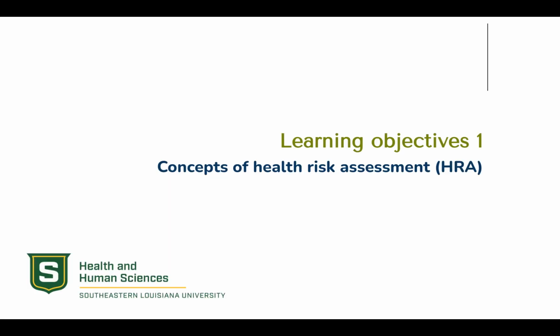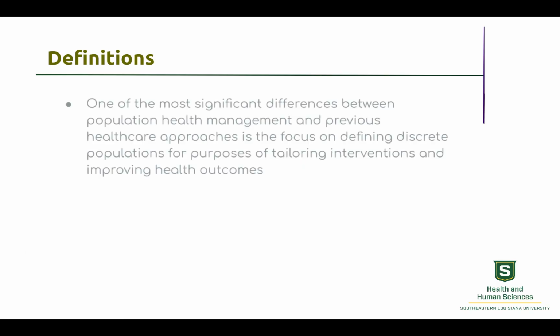So we begin with the health risk assessment, talking about the concepts. One of the things that is very significant when it comes to population management is that we need to understand what's going on. There's a lot of data used in population health management, and our understanding of those data, being able to adequately collect them, helps us in tailoring interventions that meet the need of a population or an individual.